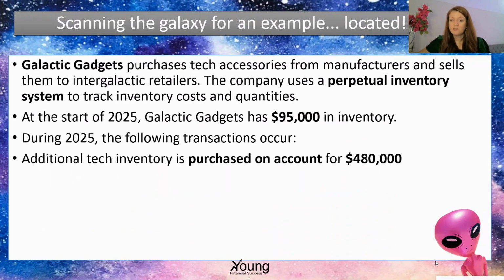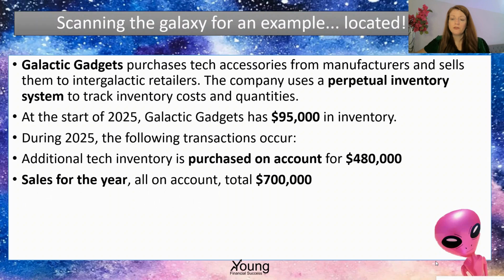Then they have additional tech inventory that's purchased on account for 480,000. So we again will be debiting inventory. We're going to walk through the entries for this, but if you want to keep track of it in a T account, you put a debit for 480,000.